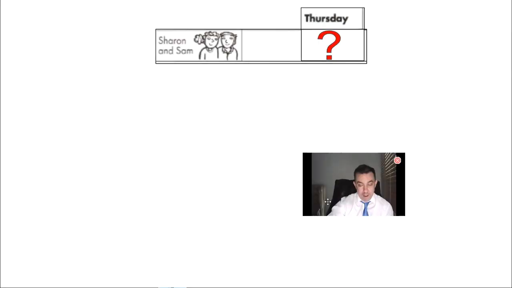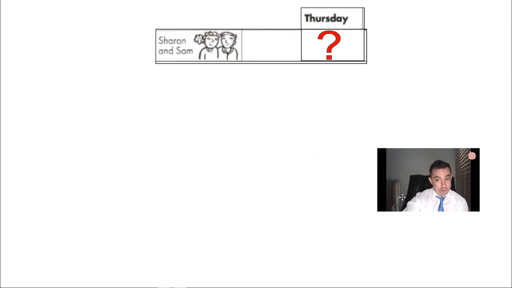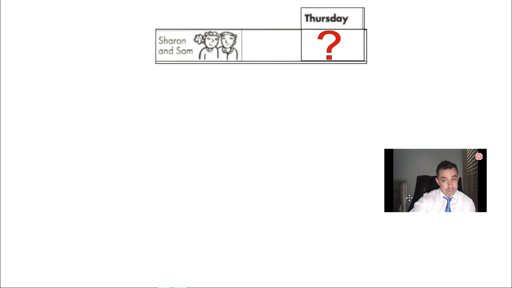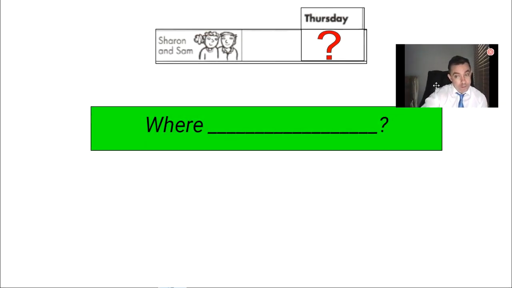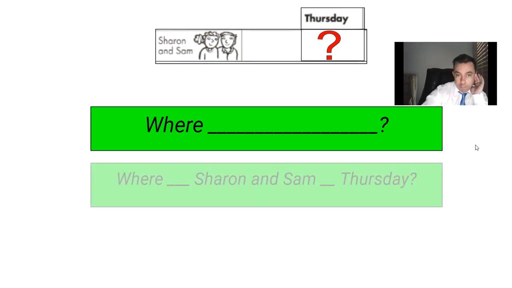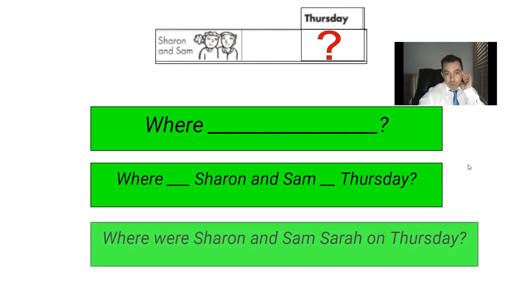All right, Sharon and Sam. Now, we have to change the question, right? So the first word for a place, of course, is going to be where. Say it if you know it. What's the question? Where were Sharon and Sam on Thursday? Very good.